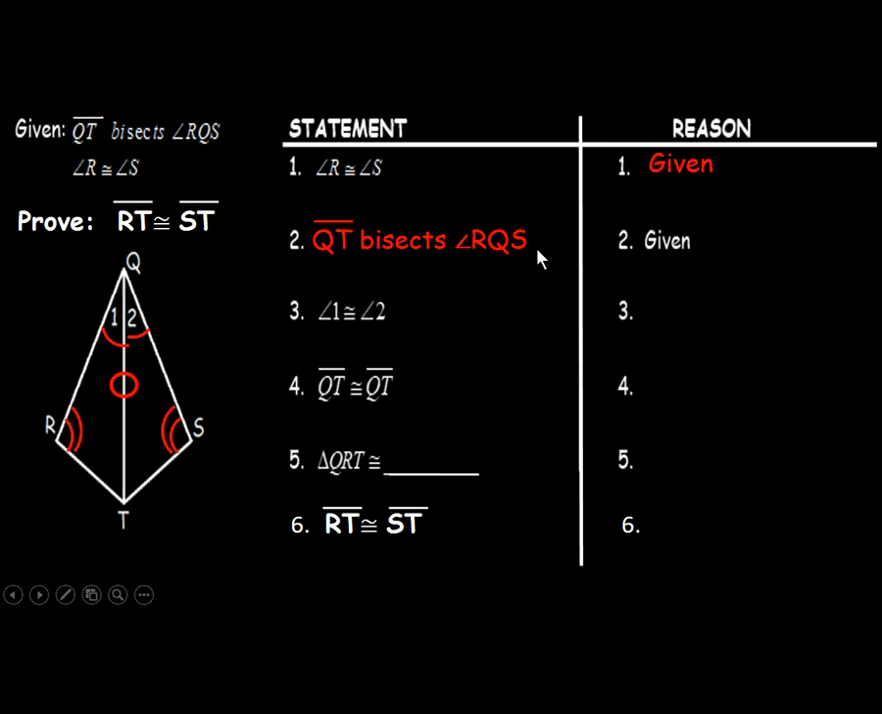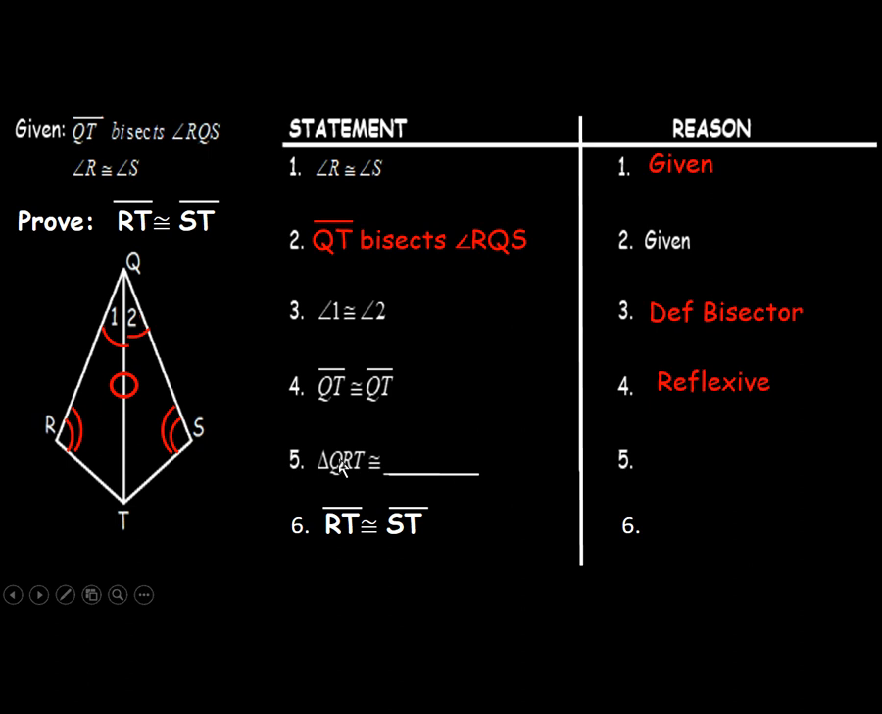We use that information, that QT is a bisector, to figure out that angles 1 and 2 are congruent. What's the reason for that? That's the definition of a bisector. Now, segment QT is congruent to segment QT. That's the line down the middle, congruent to itself. As always, that's the reflexive property.